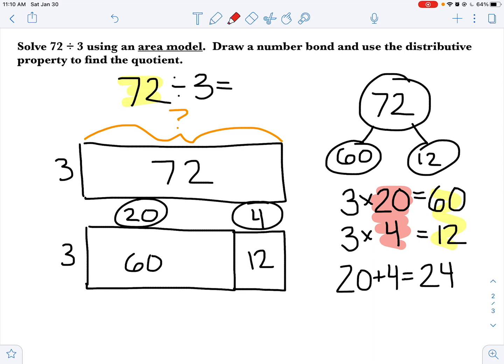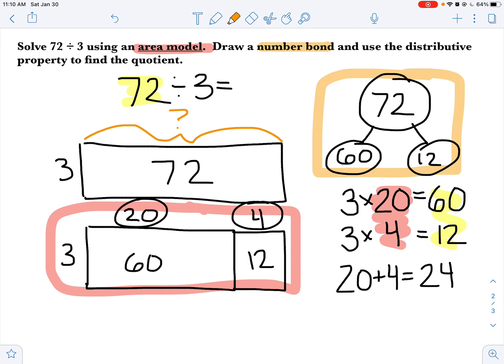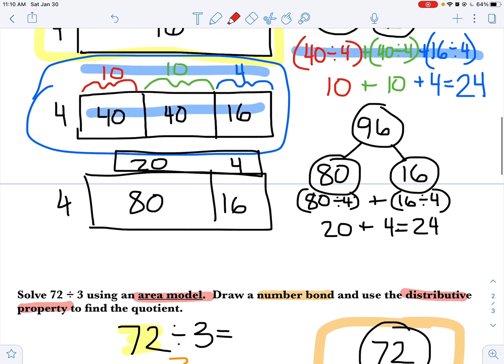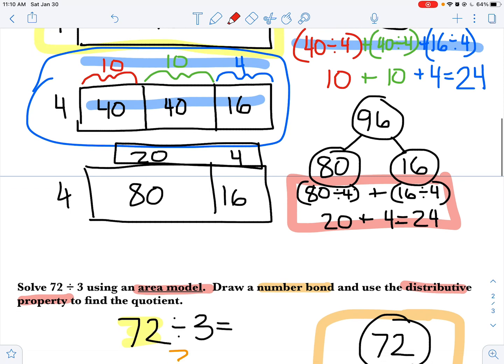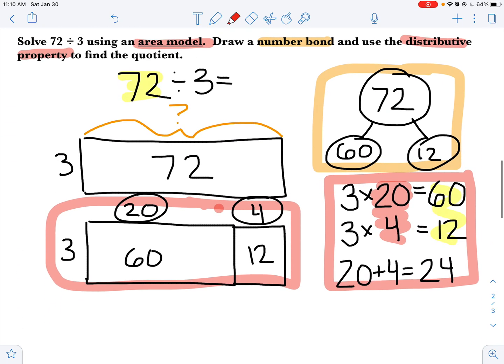If I want to look back at my question, did I use an area model? Yep, that's right here. Did I use a number bond? Yep, that's right here. Did I use the distributive property? Yes, that's right here. This time my distributive property was with partial products. In the previous questions, I used it with partial quotients. It doesn't matter whether you use partial products or partial quotients. It is using the distributive property, and that's what they're asking.